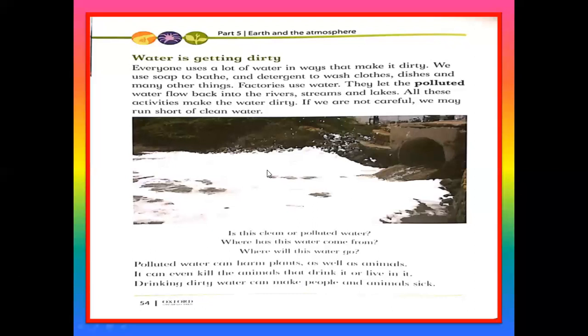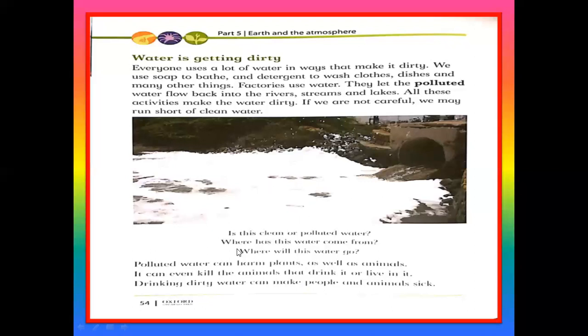So what happens? In our factories also, there are different ways of using water and different methods, and by these ways the water becomes dirty, and this dirty or polluted water again flows back into the rivers and into the streams. Also you can see here in this picture, and here is the question: is this clean or polluted water? You can see here, all of you. Can you give its answer? Is it clean or polluted? This is polluted water.